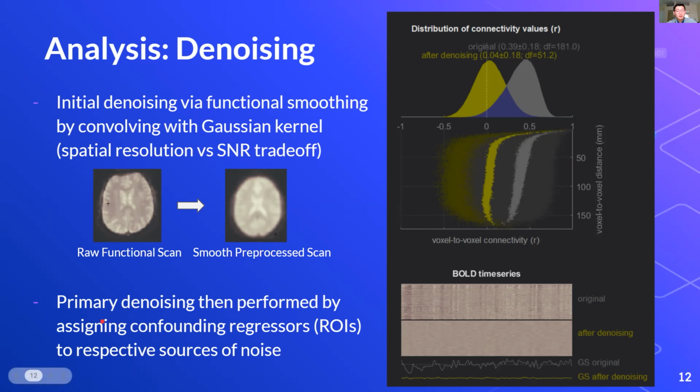And then also the primary denoising is then performed by assigning the confounding regressors, which basically attribute certain degrees of noise of the gray matter, white matter, and CSF to their respective sources of noise. And as you can see, the distribution of the connectivity values actually becomes more normal and approaches 0. And that's because initially we have this skewed right or skewed positive set of connectivity values, and that's generally due to patient movement during the functional scan.